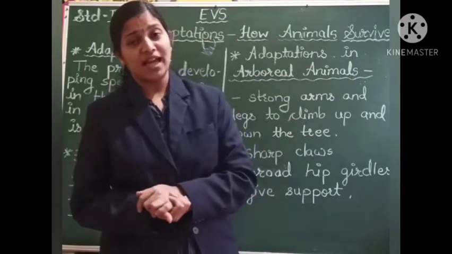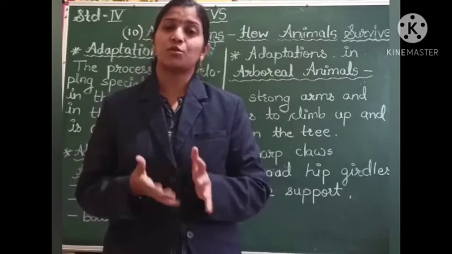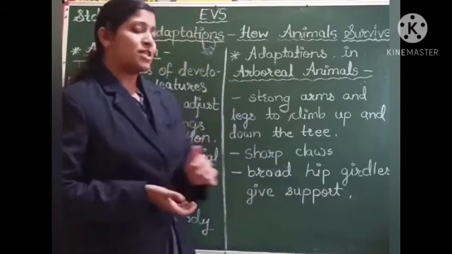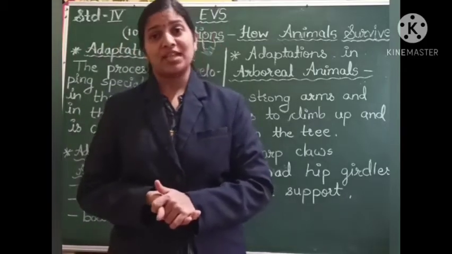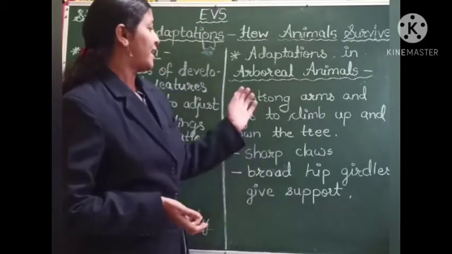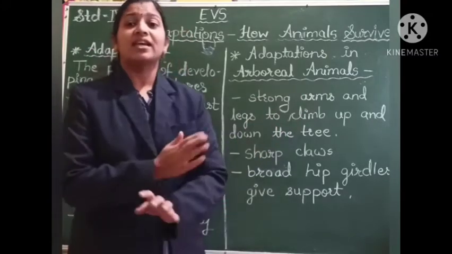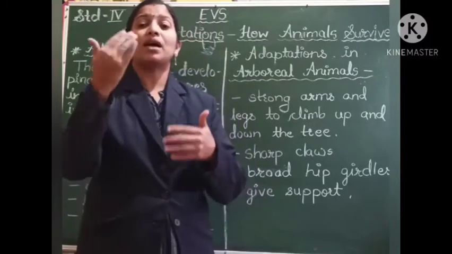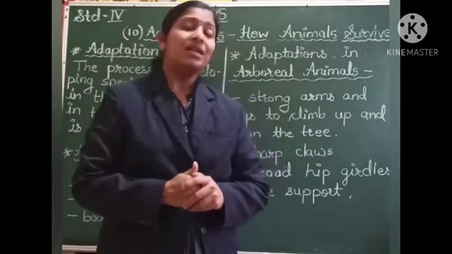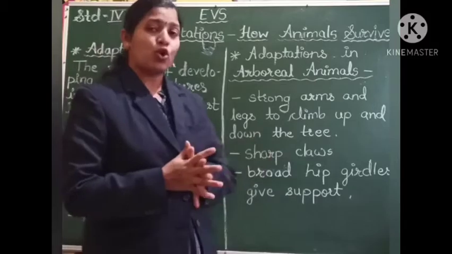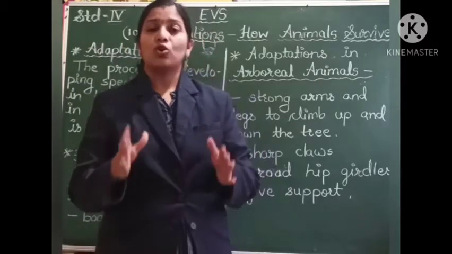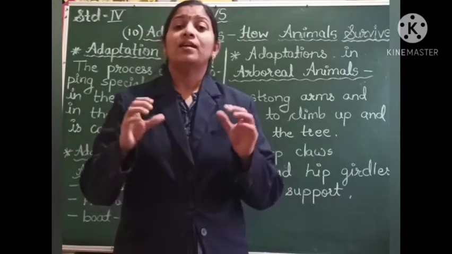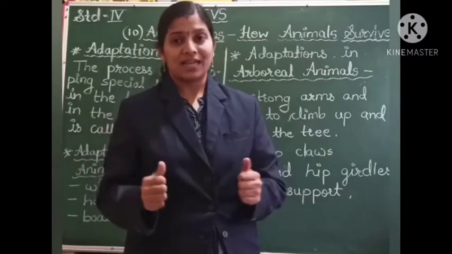Arboreal animals are the animals that live on the trees and spend most of their time on the trees. So students, the special features that these arboreal animals have in their bodies are strong arms and legs. Their arms and legs are very strong, which help them to climb up the tree and get down from the tree. Also they have sharp claws. The nails, we can say claws, of these animals are very sharp, so that they can hold the branches of the trees tightly.